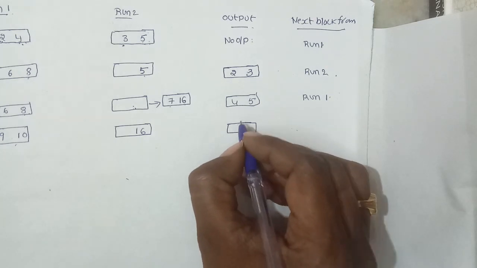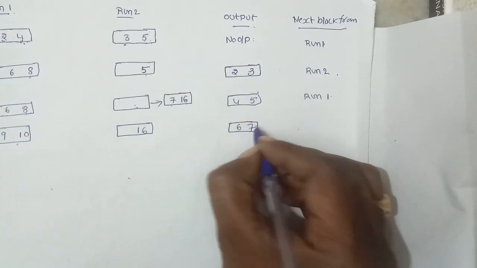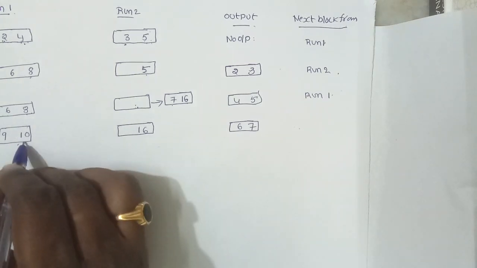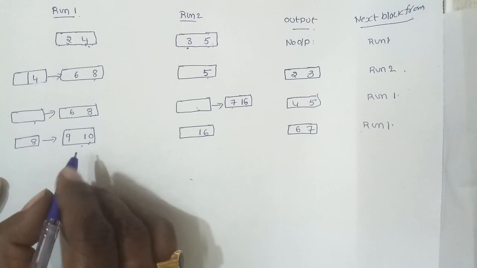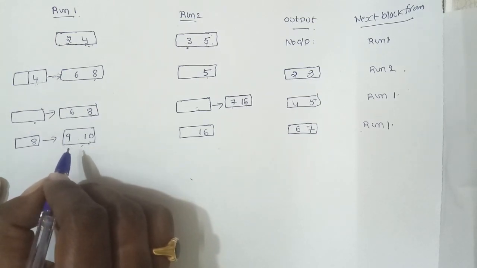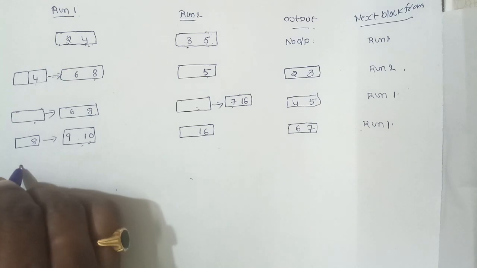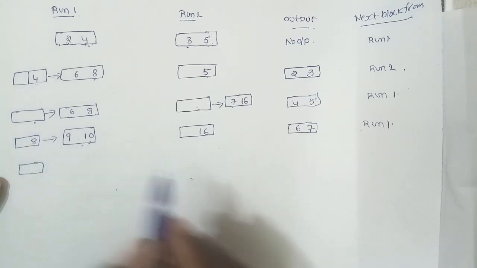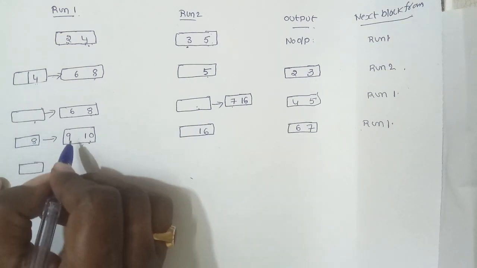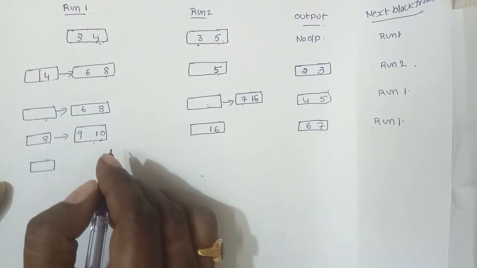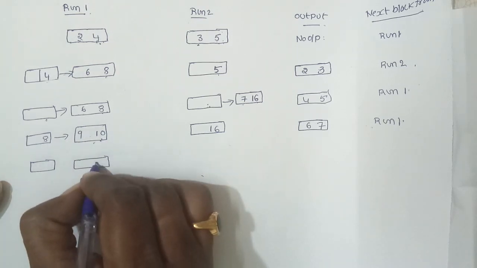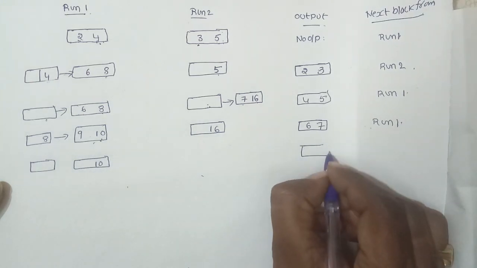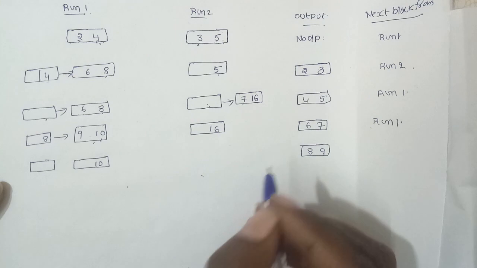Now I am merging two elements. What are the two elements? 6 and 7. Now the minimum value is from run 1, 10. So perform the read operation from run 1. At the same time, what do you do? You have to perform the merge operation also. What are the two smallest elements among these? The two smallest elements are 8 and 9. So I am placing 8 and 9.